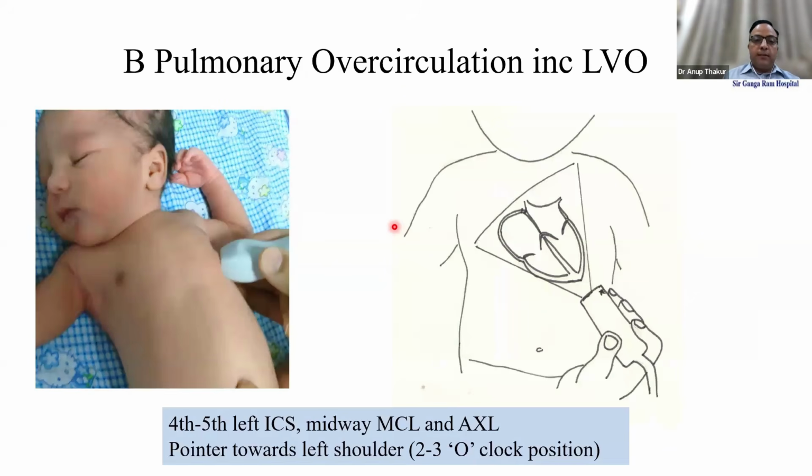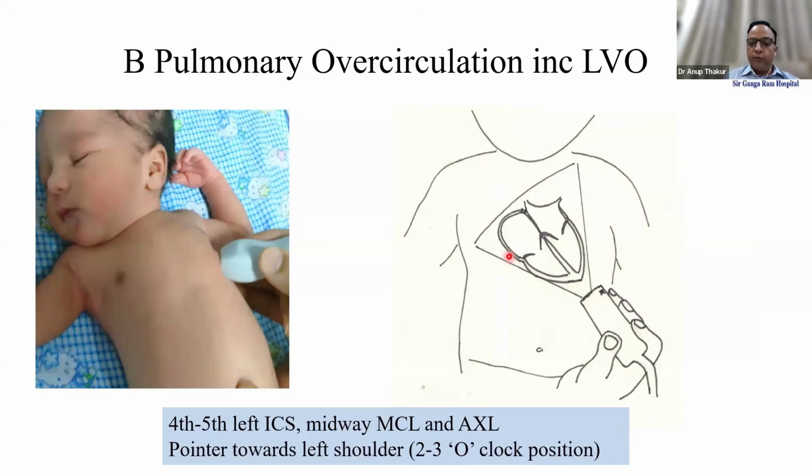Then the other signs of pulmonary overcirculation could be more blood flow coming into the left heart, and so the LV output increases. The LV output can go more than 300, 350 ml per kg per minute. And in the last class, when we discussed shock, the video is already on YouTube. You can see how we calculate the LV output in detail.